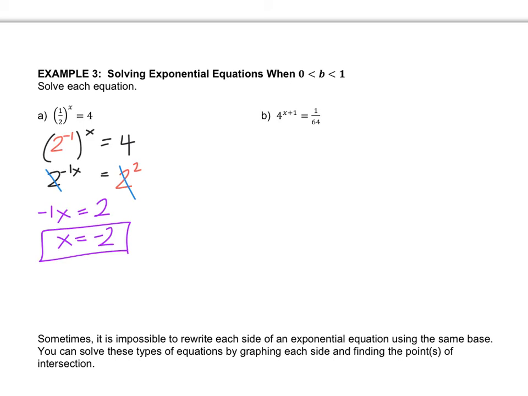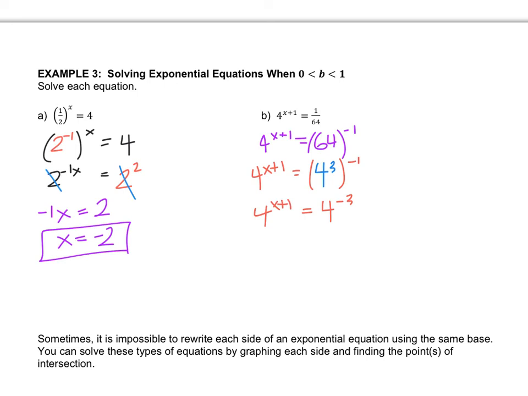All right, let's look at the fraction first. In letter B, I have 64 to the negative 1, and I'm going to bring down 4x plus 1. Now 64 is a power of 4. It's actually 4 to the third. So I can rewrite this as 4 to the third to the negative 1 equals 4 to the x plus 1. So now I'm just going to follow my MAD SPAM rules. I'm going to multiply: 4 to the negative third equals 4 to the x plus 1.